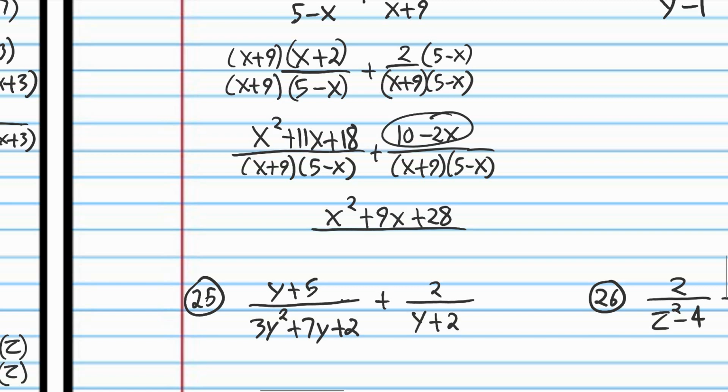Again, these signs do not change because we have a positive. So that's going to be negative 2x. 11x minus 2x is 9x. And this sign is not going to change. It's still positive 10, so 18 plus 10 is 28.